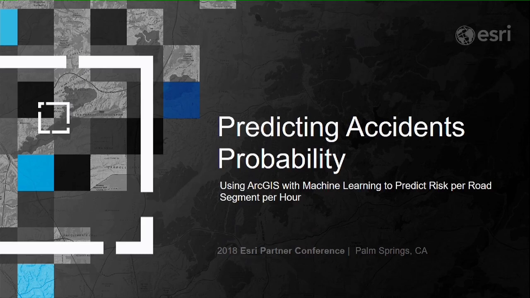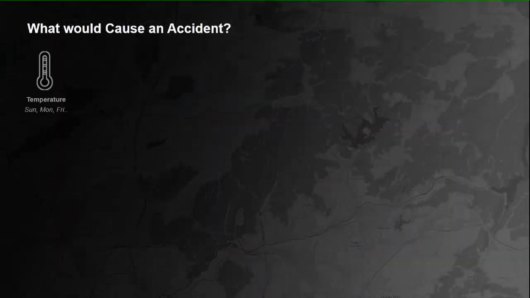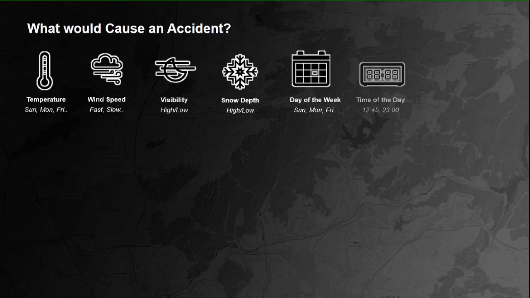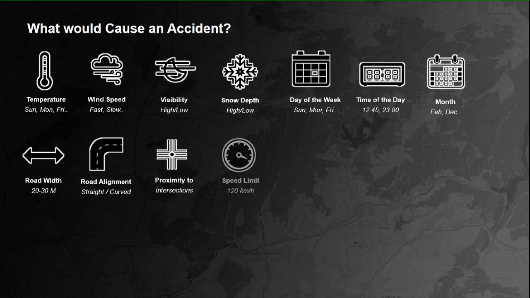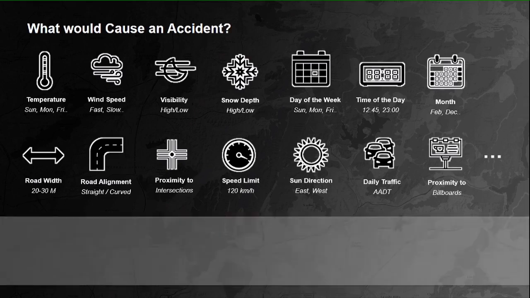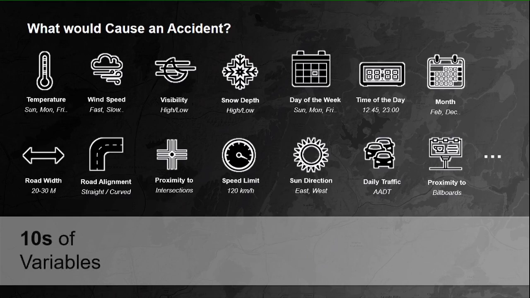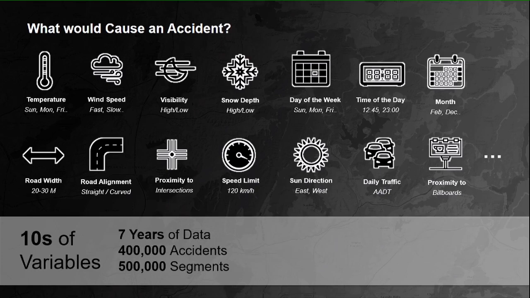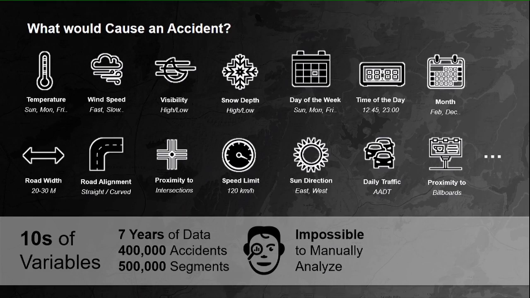Yep, awesome. For those who didn't attend, just really quickly, what we're trying to do is predict the accident probability per road segment per hour in Utah. When we thought about this, we saw that there are many variables that could cause an accident in the first place, like weather features, time features like time of the day or week, or spatial features like proximity to intersections or the degree of road curvature or others. So we have tens of variables in a large data set, like 7 years of data, 400,000 accidents, 500,000 segments. And it's nearly impossible for any human to analyze this manually and even predict.